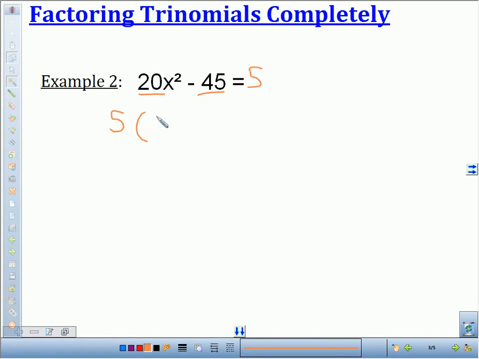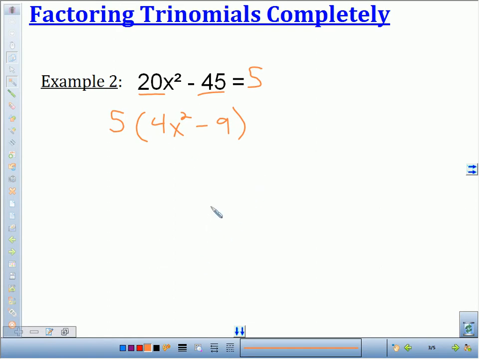So I'll put a 5 outside parentheses. 20x squared divided by 5 is 4x squared. 45 divided by 5 is 9. So I have 5 times 4x squared minus 9. Now I want to see if I can factor this binomial.